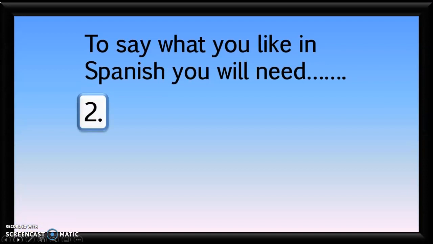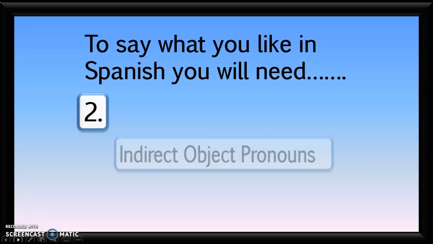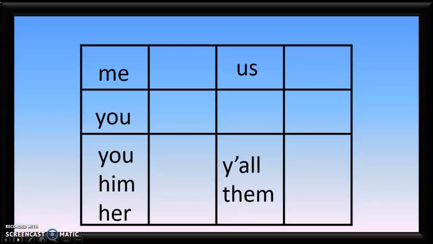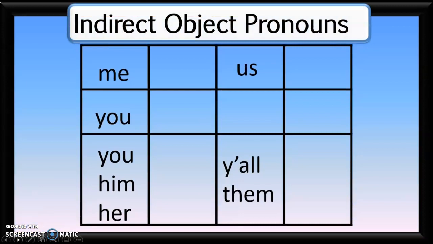The second thing you're going to need to say what you like in Spanish are indirect object pronouns. So it's a good thing if you've taken out a piece of paper and are taking notes along the way. Please pause the video whenever you need to slow down enough so you can write some of these things down. For example, it's a good thing for you to write down the indirect object pronouns. We abbreviate these IOP. So if you ever see that written on a grammar page or something, IOP refers to indirect object pronouns.